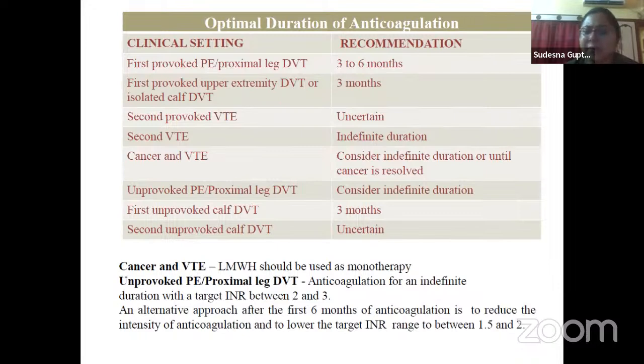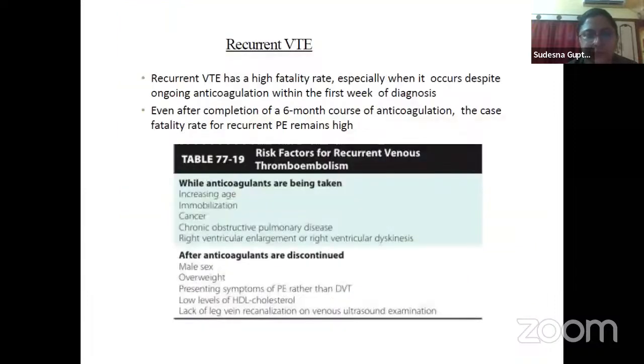If it is a case of unprovoked PE, the definition as we have stated is that in more than 30% of cases, no predisposing risk factors have been identified for DVT. Consider indefinite duration. First unprovoked calf DVT, 3 months. Second unprovoked, uncertain. In cases of cancer and VTE-induced DVTs, LMWH can be used as monotherapy. But in unprovoked or proximal leg DVT, anticoagulation for an indefinite range with INR targeted at 2 to 3.